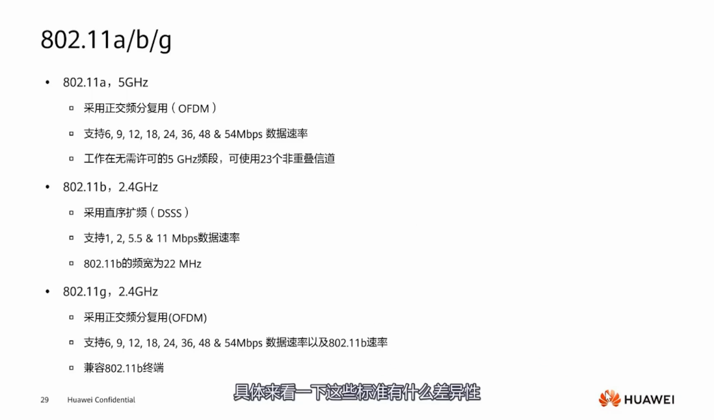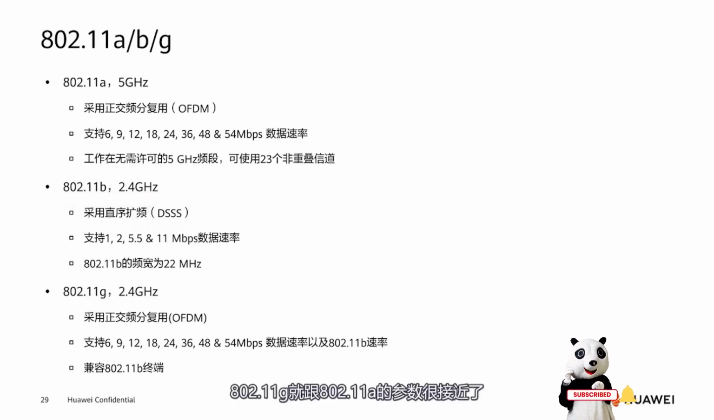The differences among these three protocols start with A operating at 5 GHz, while B and G both operate at the 2.4 GHz band. A uses OFDM, orthogonal frequency division multiplexing technology, supporting various rates with a maximum of 52 Mbps. 802.11b operates at 2.4 GHz using DSSS, not OFDM. Note that its bandwidth is 22 MHz, unlike all other standards which are 20 MHz.